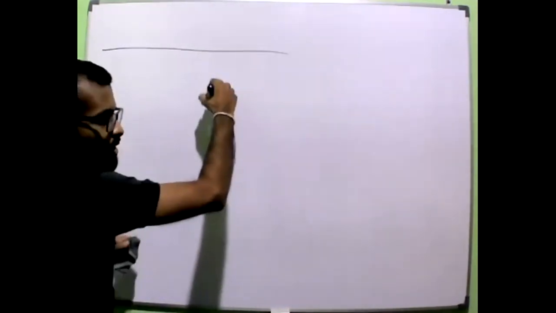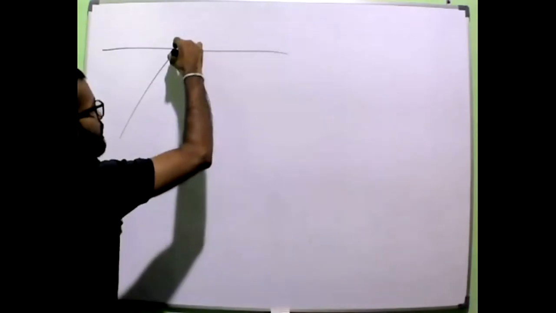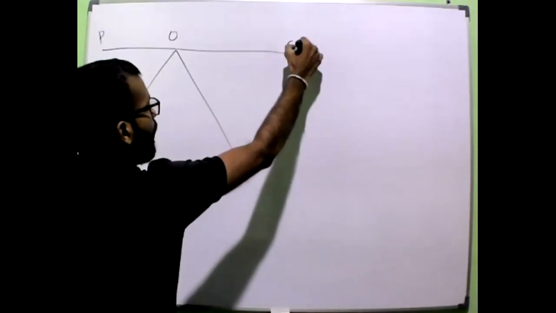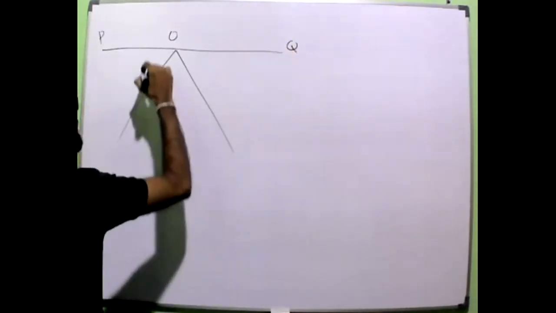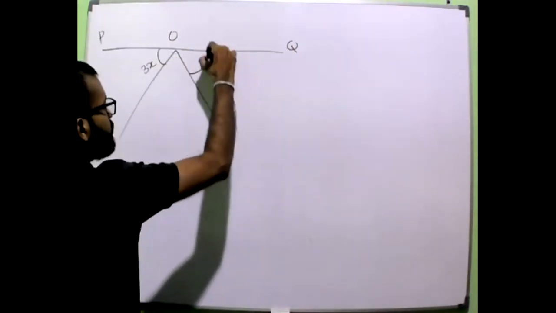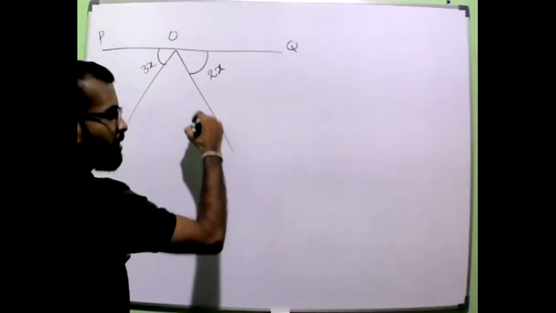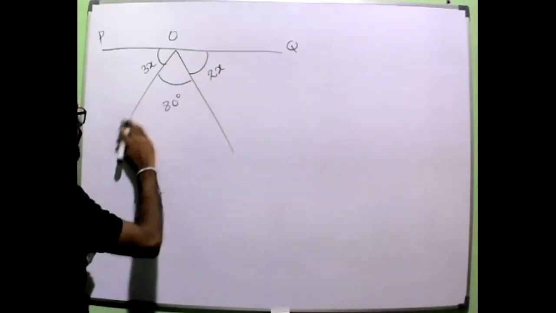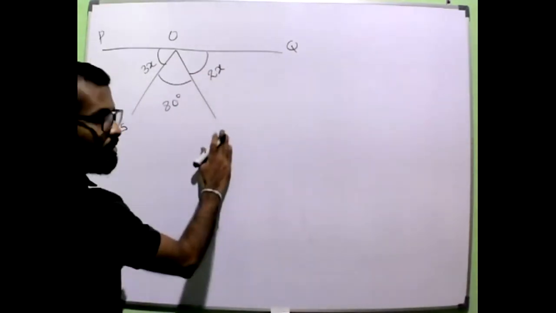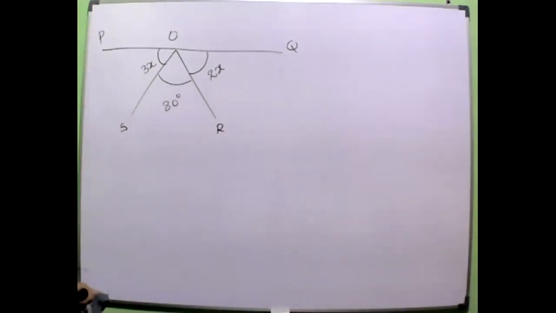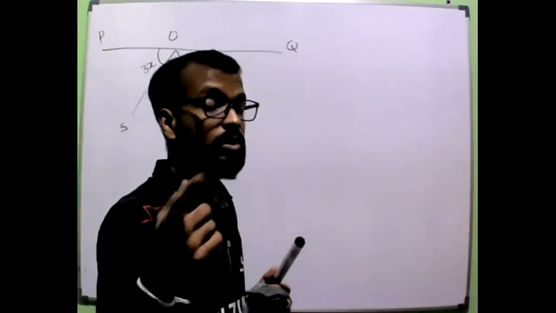In the picture, you have something like this. This is an upside down case. POQ. If you go step by step, this one is very easy. This is 3x, and this is 2x. This is 80. This is S. This is R. Right? Now, in the first question, they are asking what is POS.